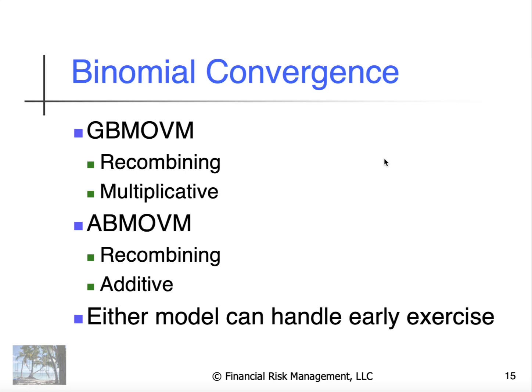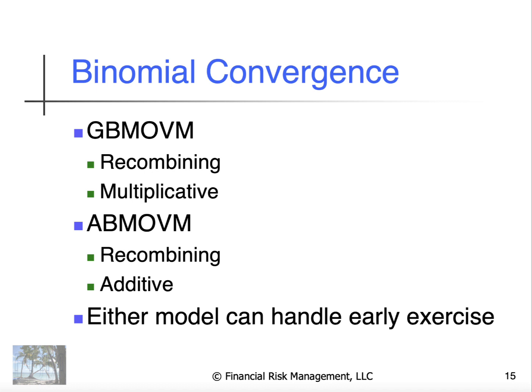We now pick up in part 2 of module 5.5 on the issue of binomial convergence. The GBM has a well-known and well-studied binomial alternative. GBM-OVM is a recombining tree. It's based on a binomial lattice that recombines. In the limit, it goes to the log normal distribution.